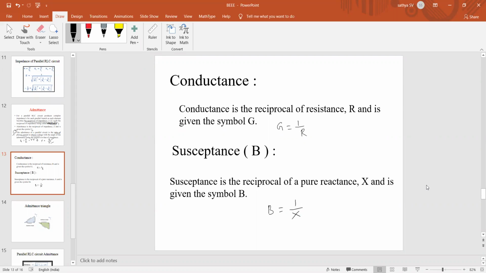Conductance is the reciprocal of resistance, and susceptance is the reciprocal of reactance. Reactance is represented by capital X, and susceptance is represented by capital B.